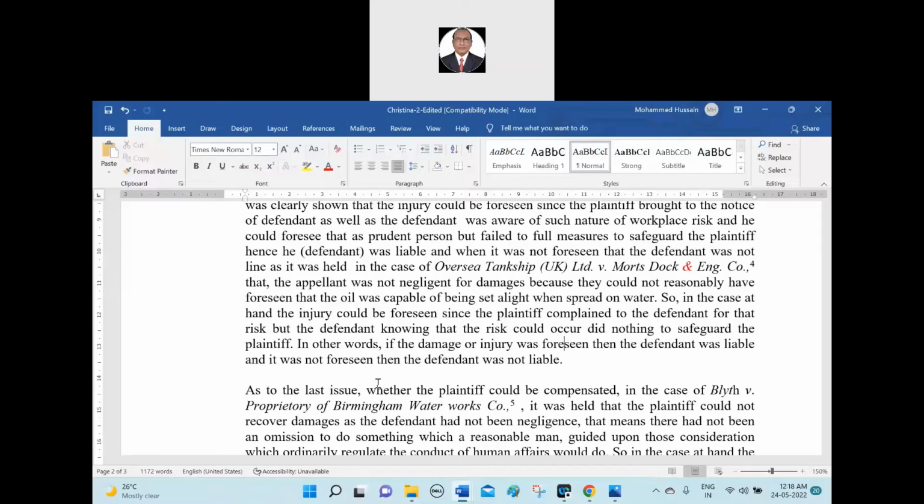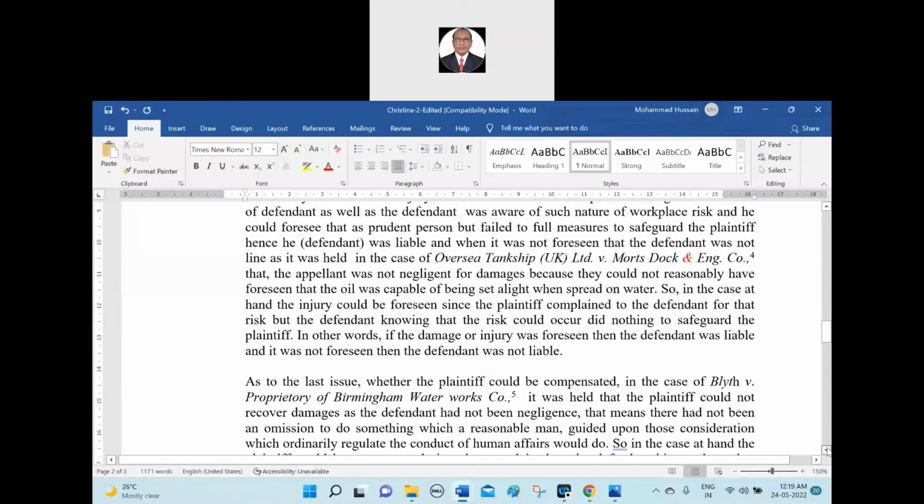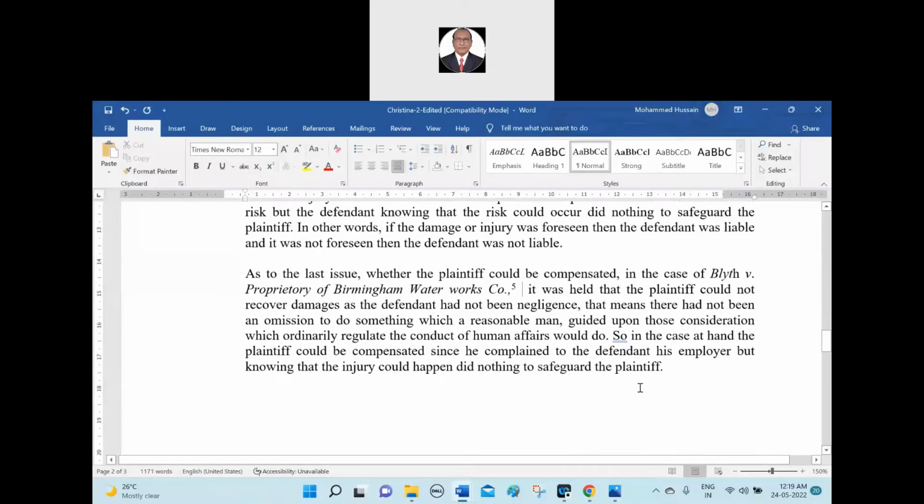Whether the plaintiff could be compensated in the case of Blyth versus Birmingham Waterworks Company. But when you write Waterworks, naturally, this W also should be a capital letter. Generally, we have to write it. But anyway, it doesn't matter. We can continue. So, it was held that the plaintiff could not, of course, the fifth issue is there and it ends.